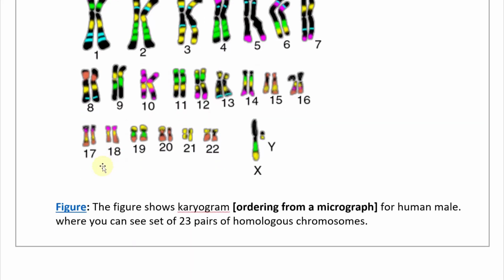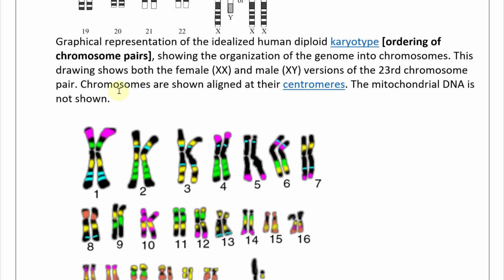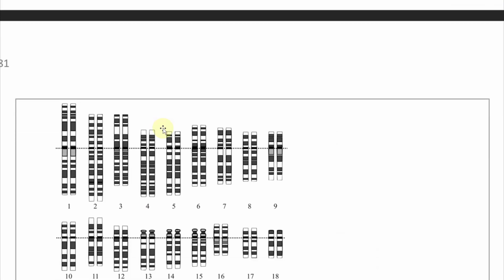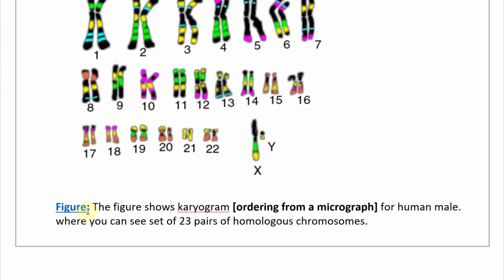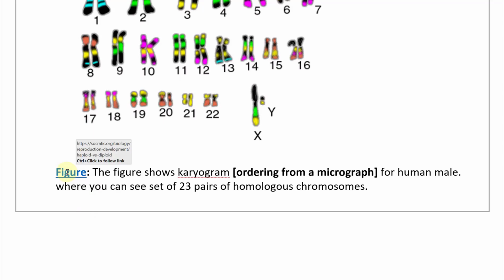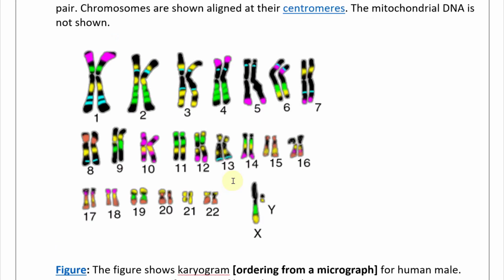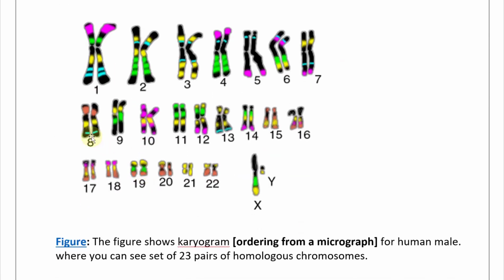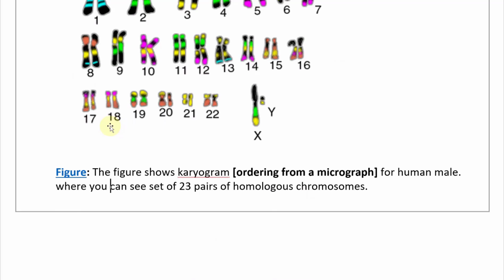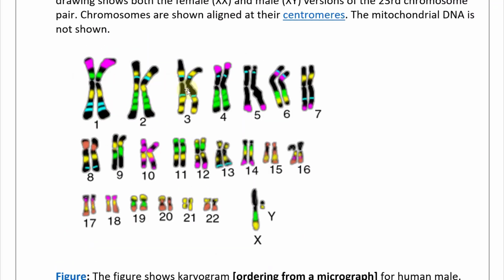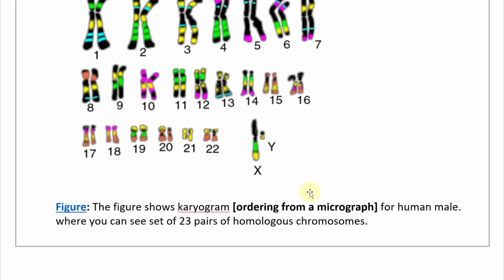And now here is this figure right here. It's more representative of how it actually looks in real life. This is from Socratic.org, and I believe this is a micrograph. So the figure shows a karyogram, ordering from a micrograph, and a karyotype is just the ordering of chromosome pairs. This is a colored micrograph, so those are the shapes of the actual chromosomes for a human male, where you can see the set of 23 pairs of homologous chromosomes.